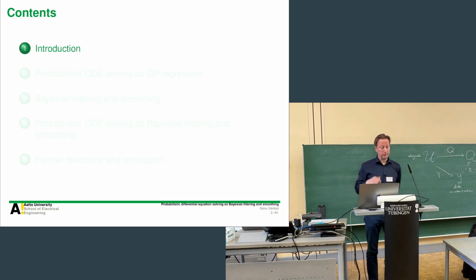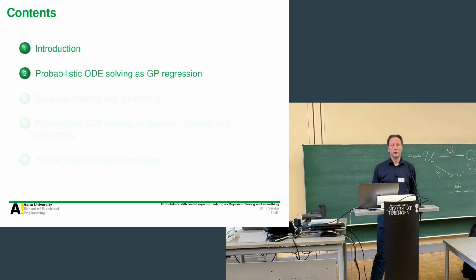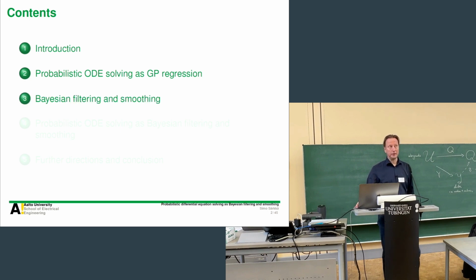I'm going to start by recalling how classical ODE solvers actually work, so how we can see them as a sequential fitting of a polynomial to a function. Then we will see how we can replace the polynomial with the Gaussian process regressor. That will give us the general concept of probabilistic ODE solvers which are based on Gaussian processes. And then we will see what Bayesian filtering and smoothing is.